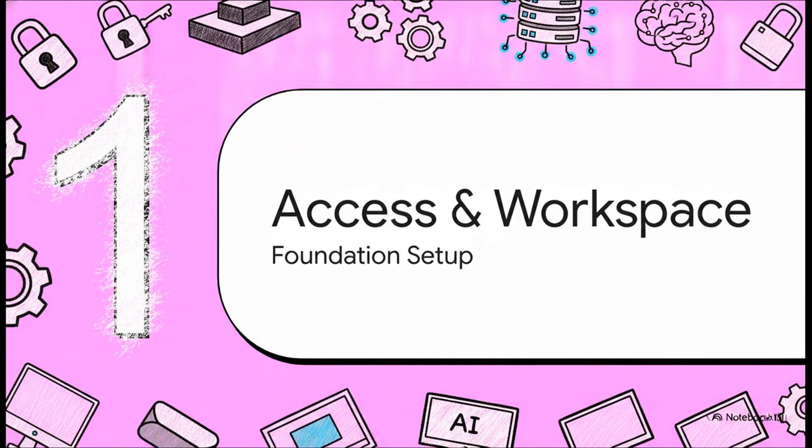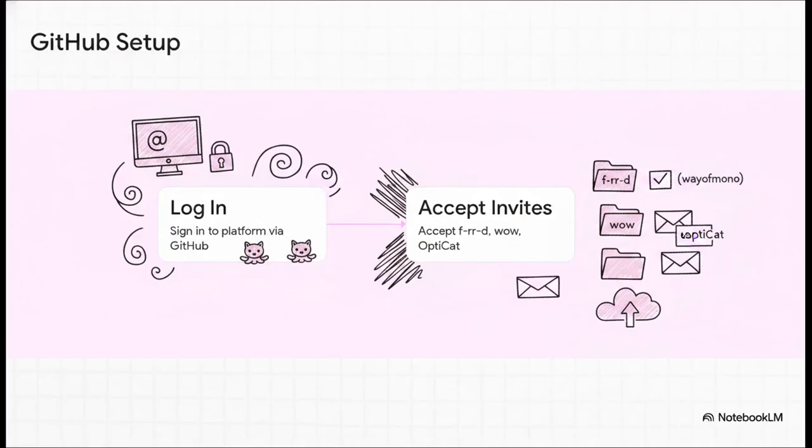So Section 1, Access and Workspace Foundation. We're going to start with the simple administrative basics to get your foundation rock solid before we bring in the heavy machinery. First things first, you'll need to sign in to our team collaboration platform using your GitHub account. Think of this as the central hub for all our coordination.